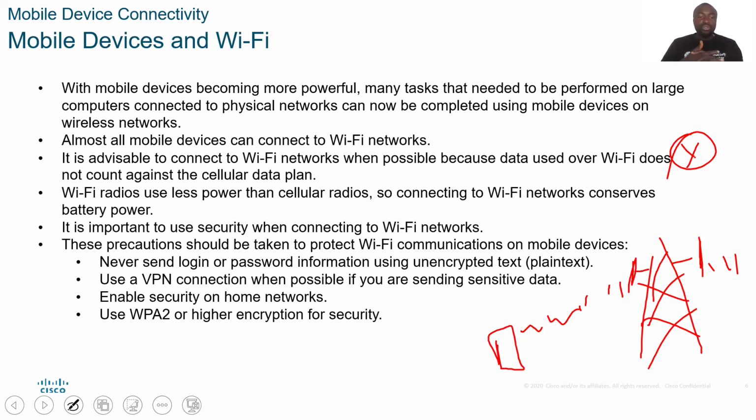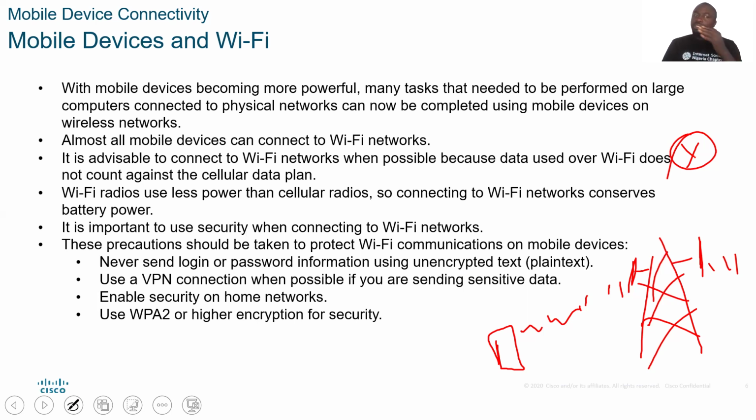So it's important to use security when connecting to Wi-Fi networks. This precaution should be taken to protect Wi-Fi communication on mobile devices, okay? Never send login or password information using unencrypted text, which means never send passwords using plain text. There's a way you can encrypt it. We're going to talk about it, okay? Use a VPN connection when possible if you are sending sensitive data.